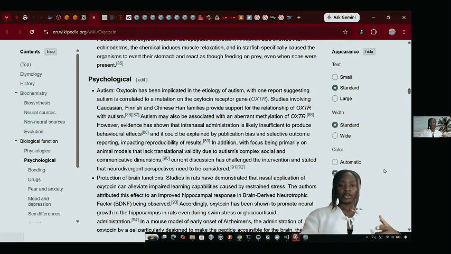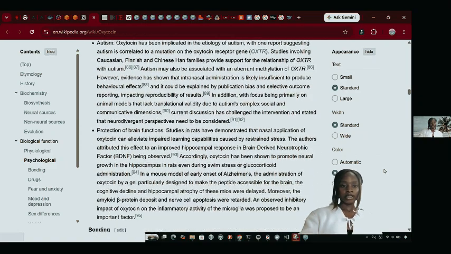So here we see oxytocin and autism. So oxytocin has been implicated in the etiology of autism, with a report suggesting that autism is correlated to a mutation on the oxytocin receptor gene. This is quite interesting because oxytocin is also seen in high social skills, like recognizing social behavior. And then we see that in autistic individuals, social behavior and understanding is not so crystal clear. So we can see oxytocin has a role to play in this.